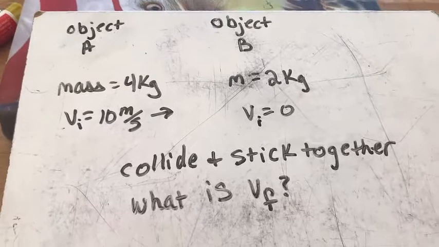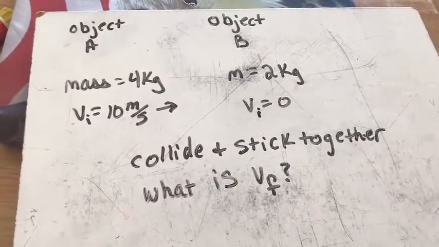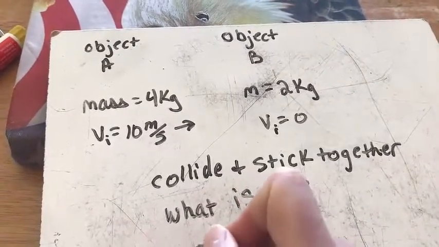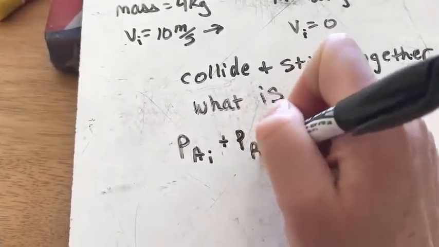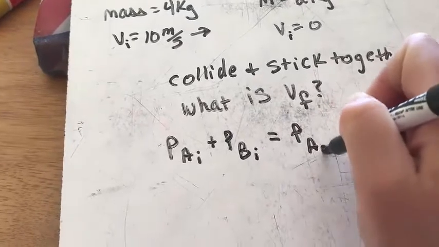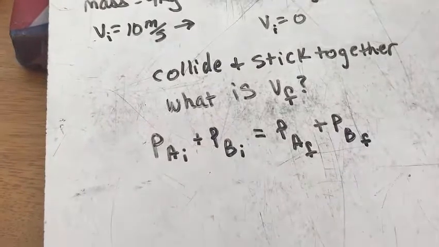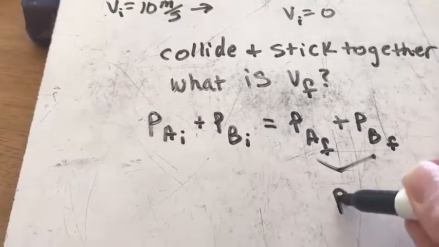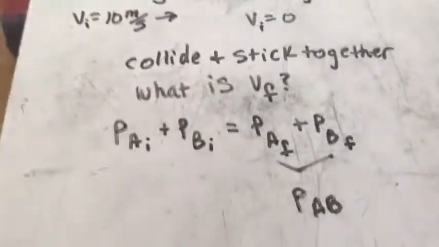What's the final velocity? What you want to do here is apply the law of conservation of momentum. So you want to say the momentum of object A initially plus the momentum of object B initially is going to be equal to the momentum of A final plus the momentum of B final. Now these two are going to be stuck together, so you could say the momentum of A and B collectively.